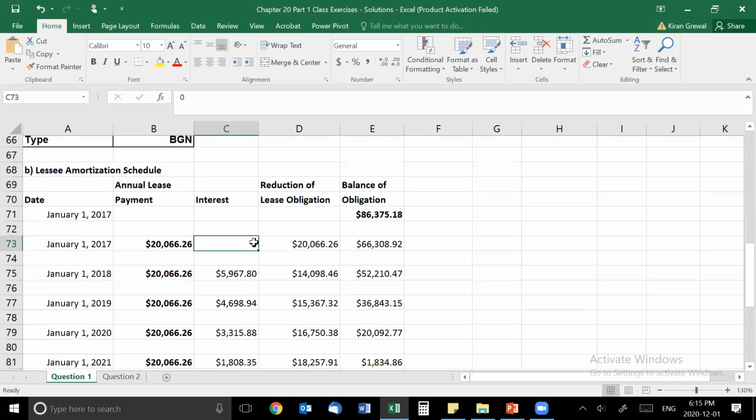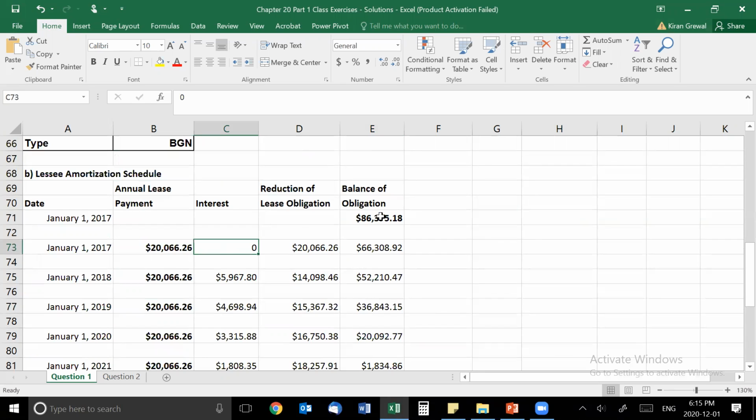Your interest on the first day, there is no interest accumulated because your 86,375 is your present value, right? So there's no interest on the first day of the lease. So if you take column A minus column B, you get column C, which is 20,000 minus 0 is 20,000, and then reduce your balance. So if you take your 86,000 minus your 20,000, you're going to get 66,308. All right.